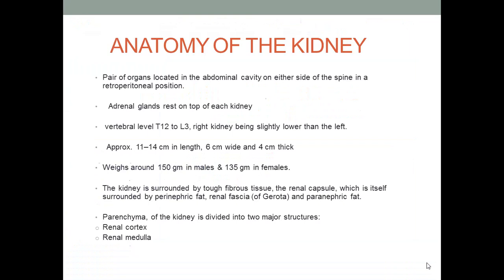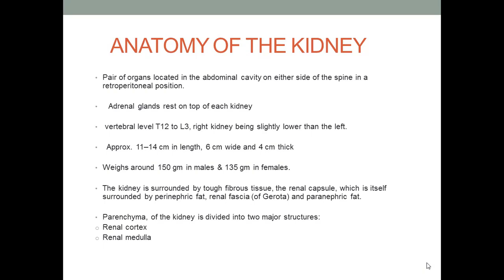So before we start with the tumor, we should know a bit of the anatomy of the kidney. As you know, the kidney is a pear-shaped organ located in the retroperitoneum. An adrenal gland is sitting on the top of it. Its vertebral level is around T12 to L3, and the size is around 12 by 6 by 4 centimeters, weighing 150 grams in males and 135 grams in females, and surrounded by the renal capsule, which is followed by the perinephric fat, then the Gerota's fascia, and finally the paranephric fat on the outside.